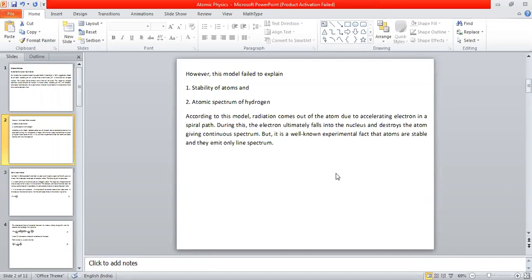If it is emitting energy, then the total energy of the electron should become lesser and lesser. Ultimately, after the emission of all the energy, the electron must fall into the nucleus, following a spiral path. And if the electron falls into the nucleus, then definitely atoms are not stable.